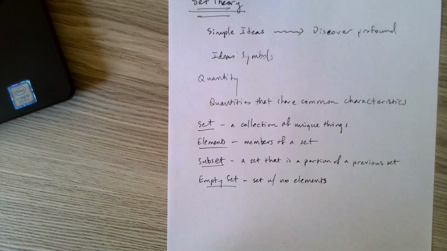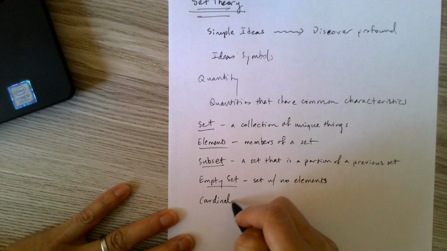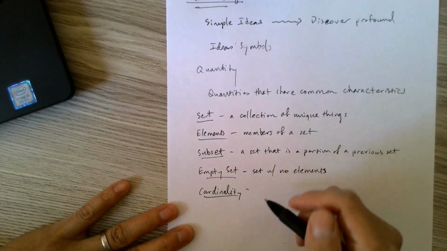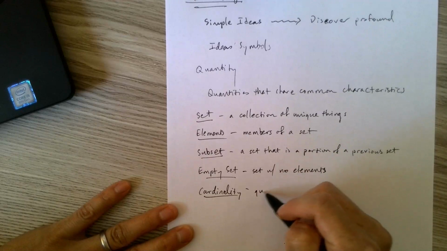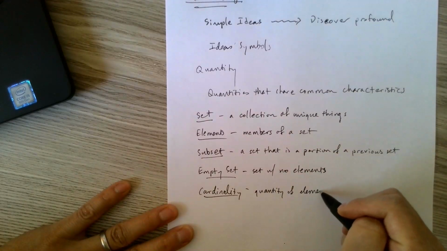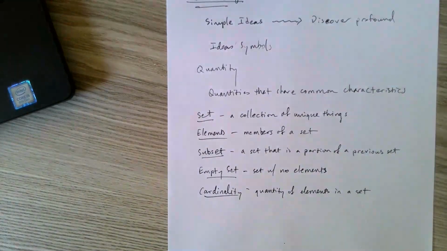Well, there's something simple about these sets I can discuss, and that is how many elements there are in each set. So we have a word for that. Cardinality, which is the quantity of elements in a set.